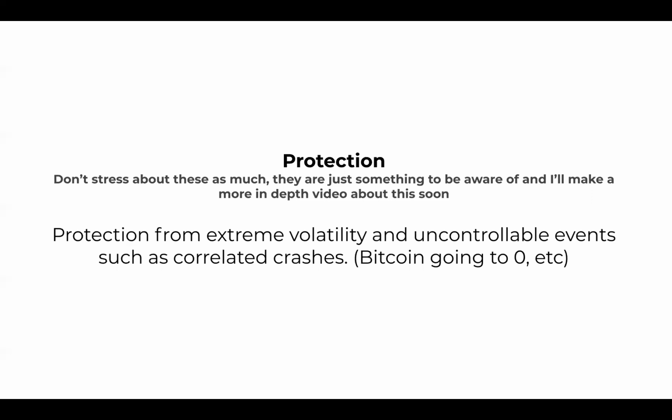But it's protection, and protection specifically from extreme volatility, and more specifically from uncontrollable events such as correlated crashes. In other words, a crash that is a result of a correlated asset, i.e. Bitcoin going to zero, crashing. And how would that have an effect on a particular project? Are there any protection measures in place to protect the investors, to protect the users?